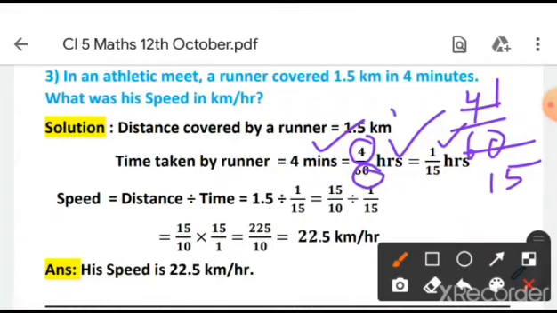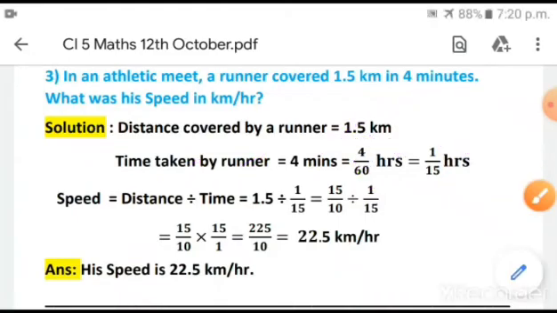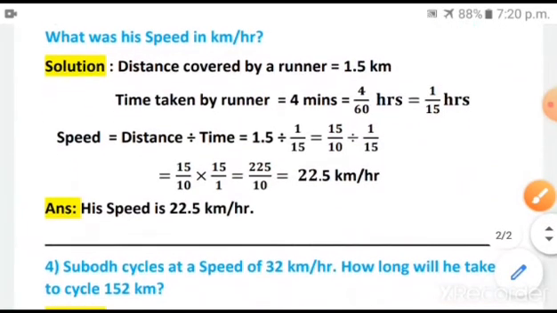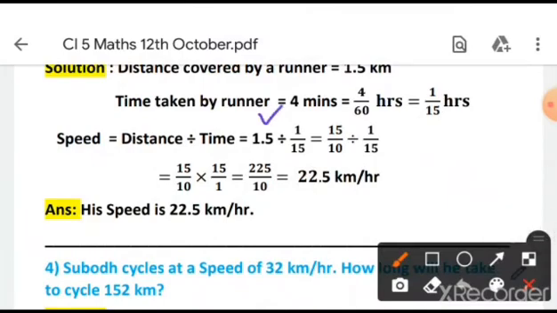Now you have got the distance as well as the time. The distance you have got in kilometers and the time in hours. So you write speed equals distance divided by time. And after that you write the distance, that is 1.5 divided by 1 by 15. Now look at the calculation very carefully. See students, here in this 1.5, this is a decimal number. So here we are in the first step converting the decimal number into fraction.